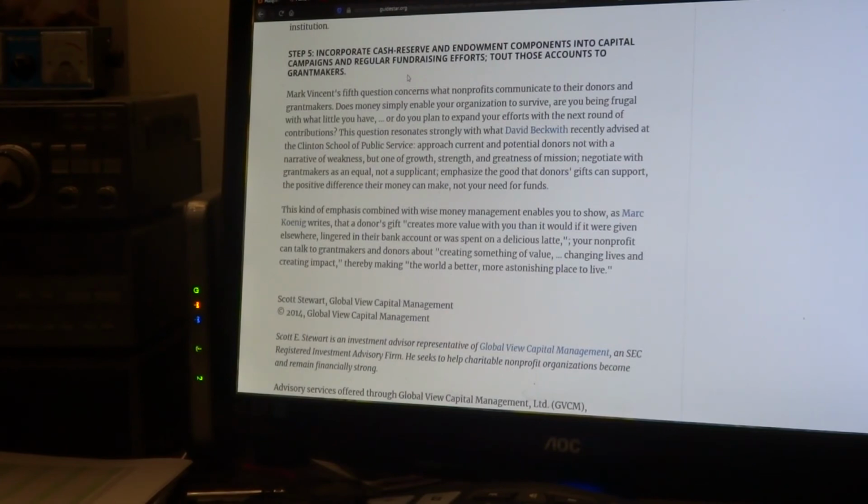This kind of emphasis, combined with wise money management, enables you to show that a donor's gift, quote, creates more value with you than it would if it were given elsewhere, lingered in their bank account, or was spent on a delicious latte. Your nonprofit can talk to grant makers and donors about, quote, creating something of value, changing lives, and creating impact, thereby making, quote, the world a better, more astonishing place to live. And we have that to offer, you know.